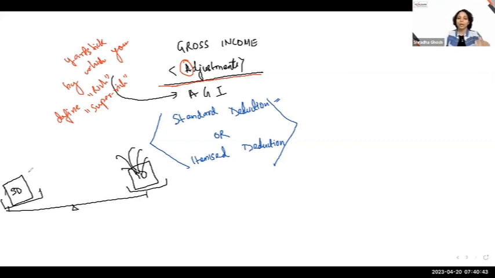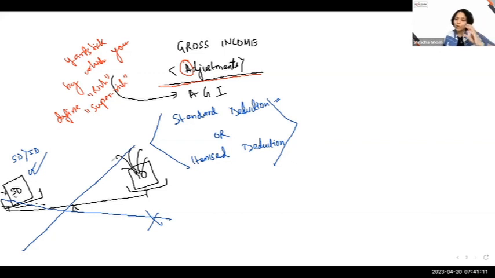Now I'm going to compare your standard deduction with your itemized deduction. If the balance is like this, that your standard deduction is higher than your itemized deduction, then what I will do? I will scrap the itemized deduction and I will take the standard deduction. And if the balance tilts in the favor of itemized deduction, where I put all of the itemized deductions together and compare it with standard deduction, and the itemized deduction is greater than my standard deduction, I will scrap the standard deduction and I will take the itemized deduction. So we take the greater of either the standard deduction or the itemized deduction.